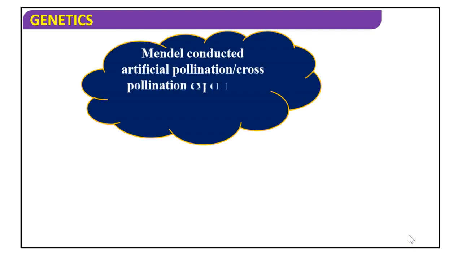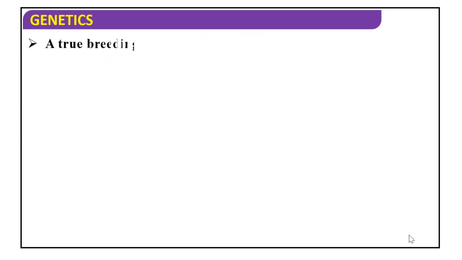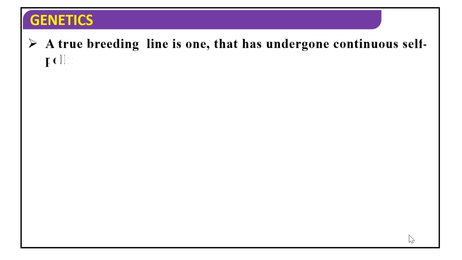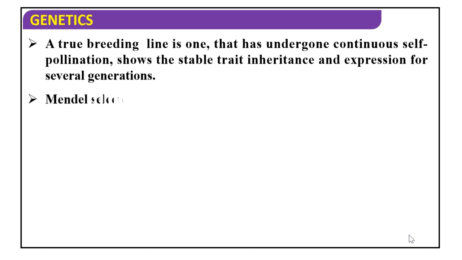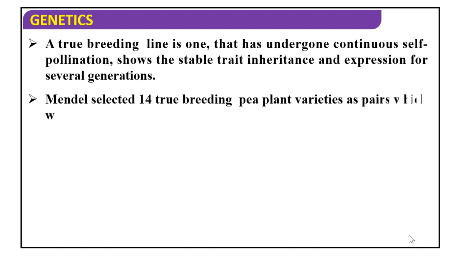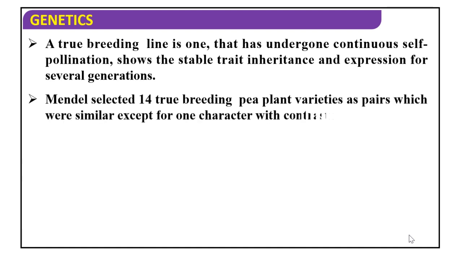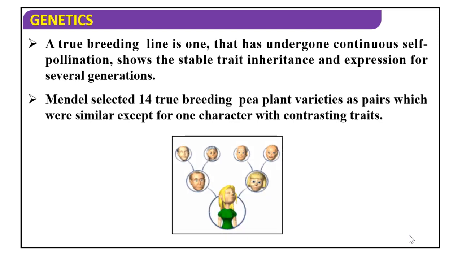Mendel conducted artificial pollination or cross-pollination experiments using several true breeding lines. A true breeding line is one that has undergone continuous self-pollination and shows stable trait inheritance and expression for several generations. Mendel selected 14 true breeding pea plant varieties as pairs which were similar except for one character with contrasting traits.